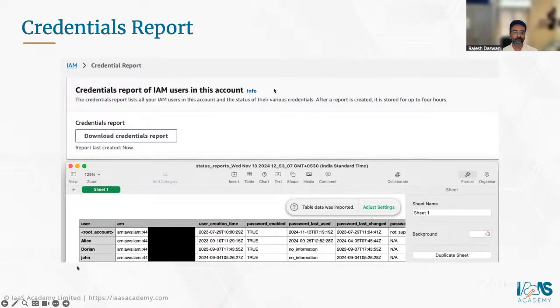So for instance, we've got 2 users here, Dorian and John, who have never logged in. Perhaps they don't work for the organization anymore. Maybe we should be just deleting those accounts. So it's a good audit tool for you to use, and that's the Credentials Report.